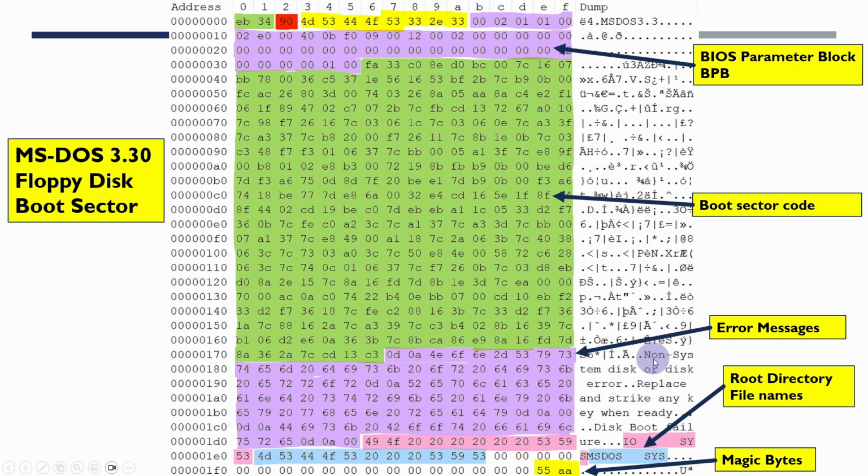I can also see down here we've got the error messages and also the two root directory file names that MS-DOS requires in order to be able to boot. And finally down here, the two magic bytes, the 55AA, which we use to check the boot signature.